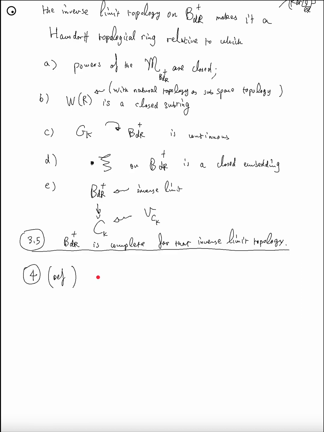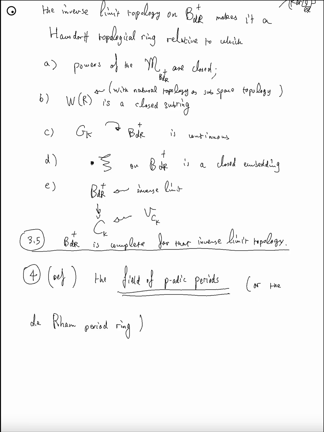Definition. We call it the field of p-adic periods, or the de Rham period ring, the following construction denoted by B_dR, defined to be the fraction field of B_dR^+. So this is a discrete valuation ring with uniformizer C. This is just inverse C.